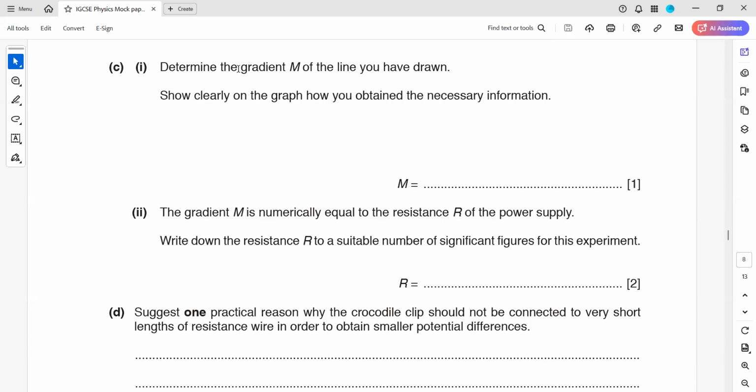So after working out, show on a graph how you obtain the necessary information. We work out the gradient. Now this is 1.8 and you should clearly show how it is done.